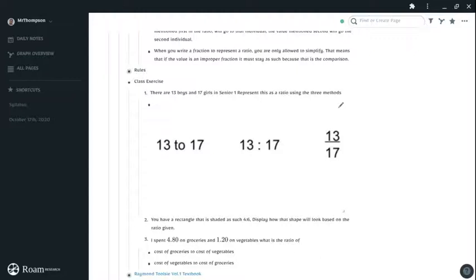So the question says, let's go through the steps. You have a rectangle that is shaded as such. 4 regions shaded to 6 regions unshaded. 4 to 6. Display how that shape will look based on the ratio.